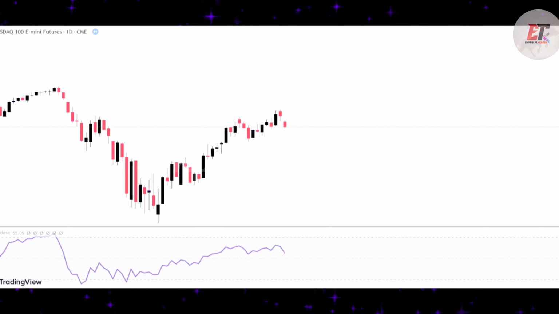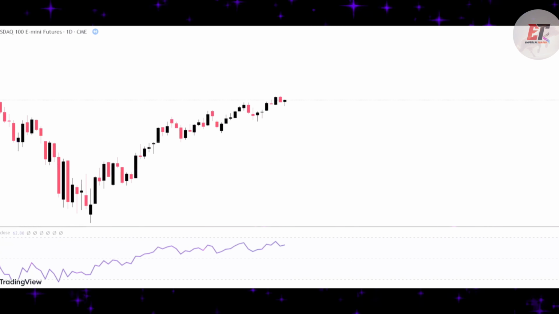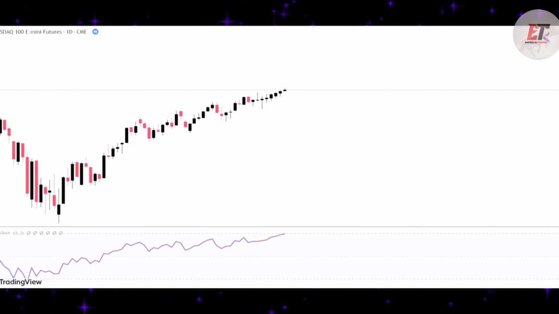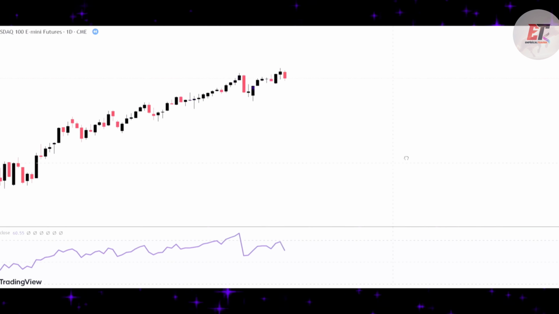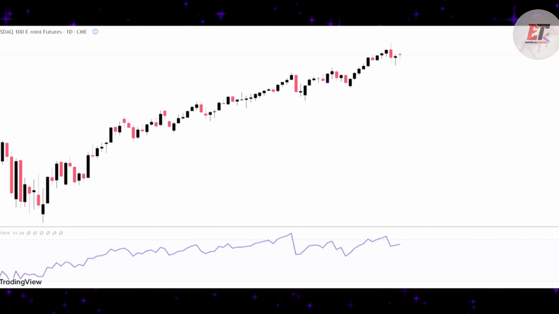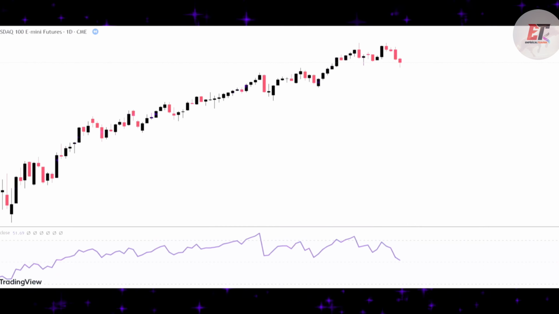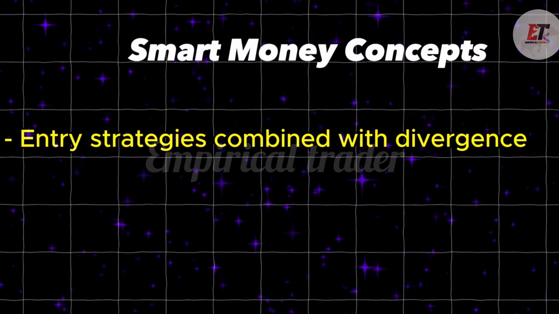While the RSI divergence is a great tool that indicates the strength and direction of a market, the common problem is it can't be used alone in an efficient way as an entry strategy, because as we saw, price can move in the same trend for much longer, even if the RSI is very oversold or very overbought. To fix this problem, we can use smart money concepts, entry strategies in combination with the divergence.